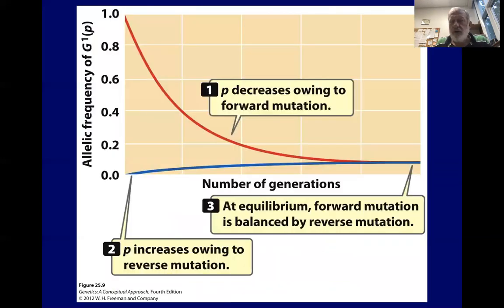This is another way of looking at that. Number one there, P decreases owing to forward mutation, and 2, P increases owing to reverse mutation, and then at 3, at equilibrium, forward and reverse mutations are equivalent or balanced.